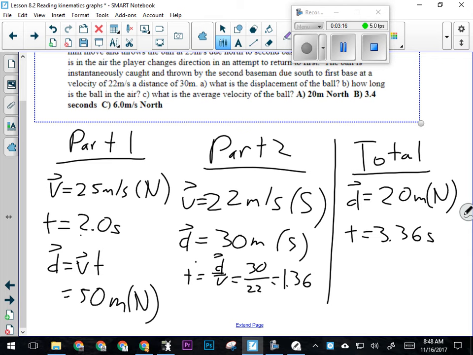Everybody with me there? Now, the next thing is, what's the average velocity of the ball? Average velocity is total displacement over total time. Oftentimes when you run into a question that has more than one part, you basically need to find V, D, and T for all of them, or at least D and T for sure, and then put that into a total. Then you can deal with the whole trip after that.